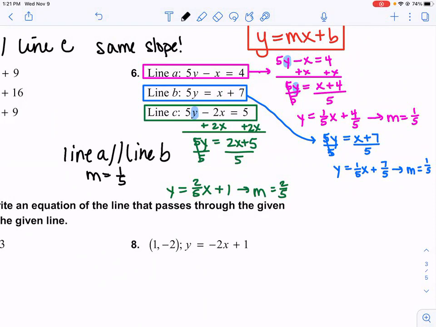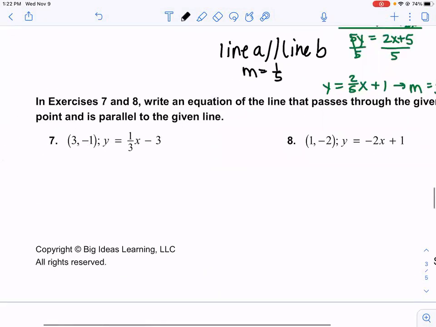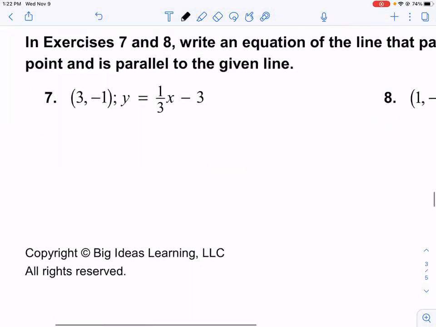This is where it gets really exciting. The exercise is 7. Is it our homework for tonight? No. Let's talk about exercise 7.